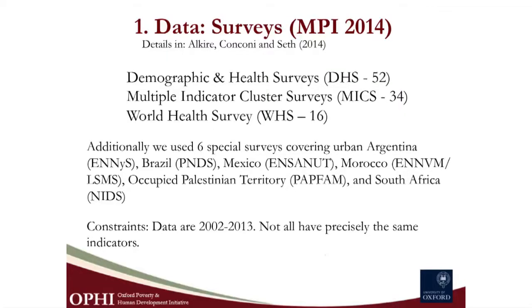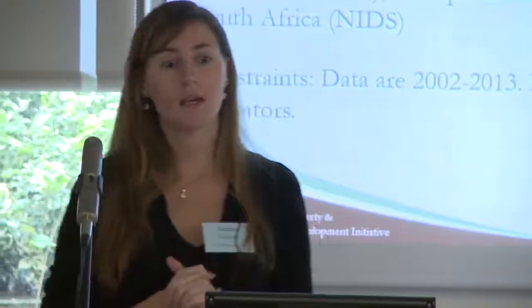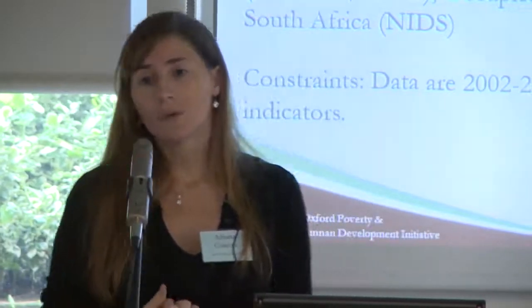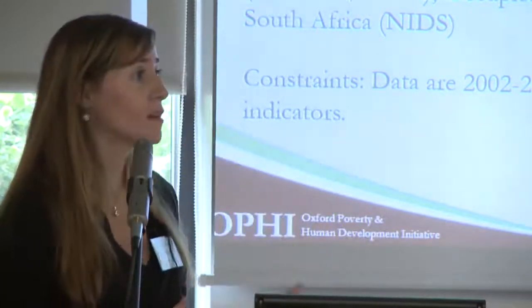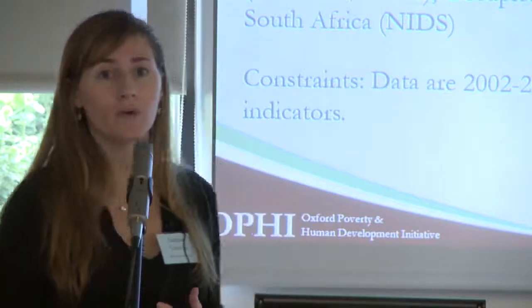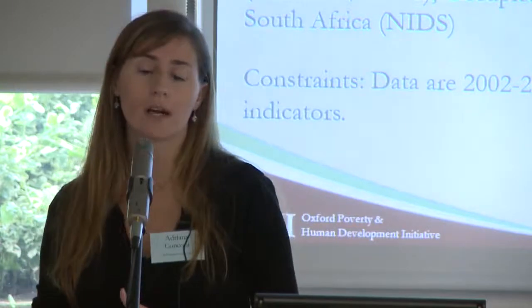When we compute the global MPI, we use basically three groups of surveys. The main two are actually the Demographic and Health Surveys, which are now funded and coordinated by USAID. In the 2014 round of the MPI, we are using 52 DHS surveys, so it's almost half of the surveys that we have in our data bank. Then we are also using 34 mixed surveys, which are carried out by UNICEF. And we also have 16 WHS, World Health Surveys.